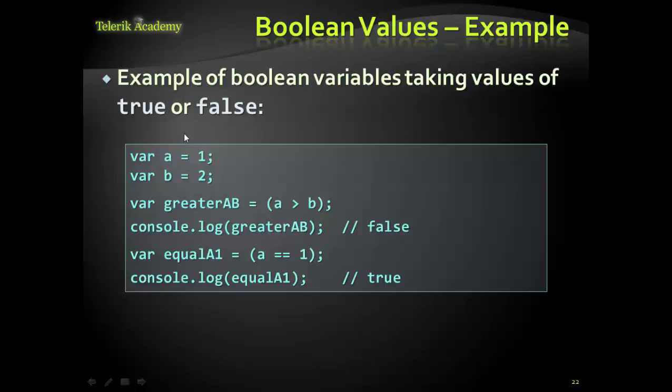So for example, we have two variables here, a and b, 1 and 2. They are integer numbers, and we are assigning a third variable here, which will get the result of this check. And this check will check whether a is larger than b. And in this case, it's not, so the result will be false.